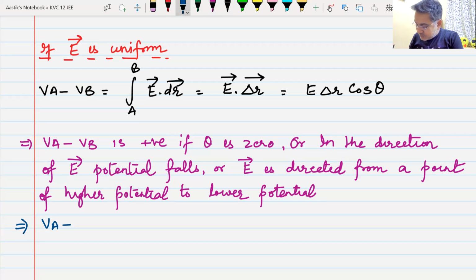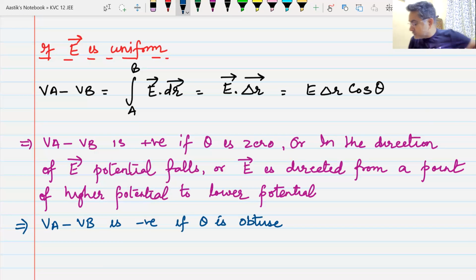VA minus VB will be negative if theta is obtuse. If we are moving opposite to the direction of electric field, potential will rise. Do we understand this? Yes, sir. Okay.